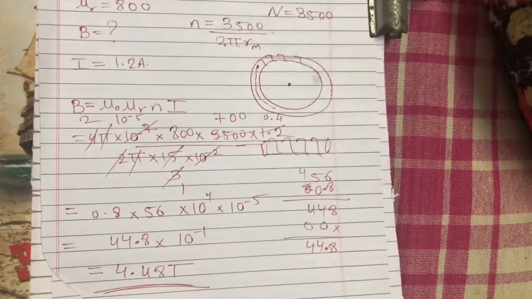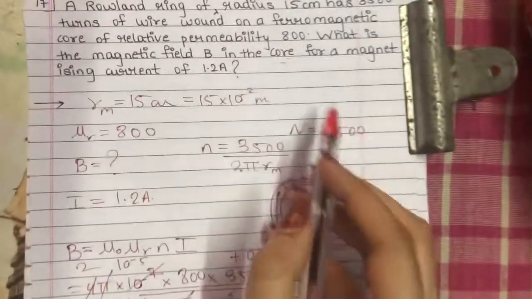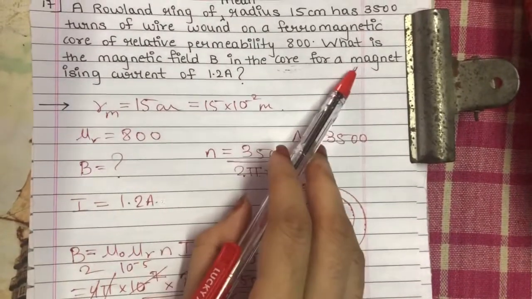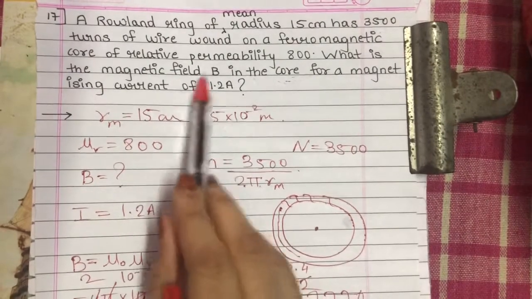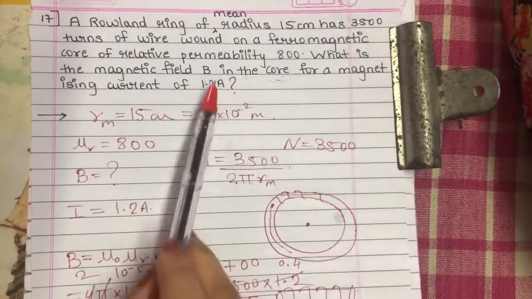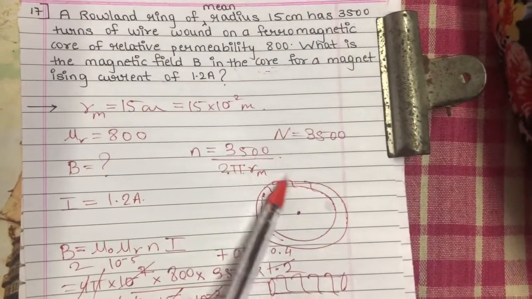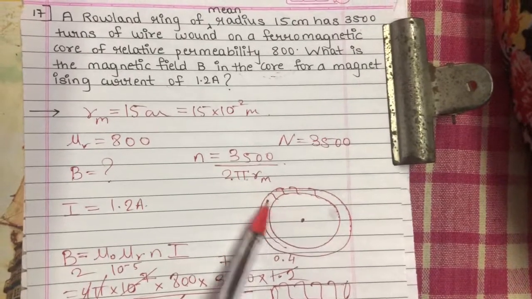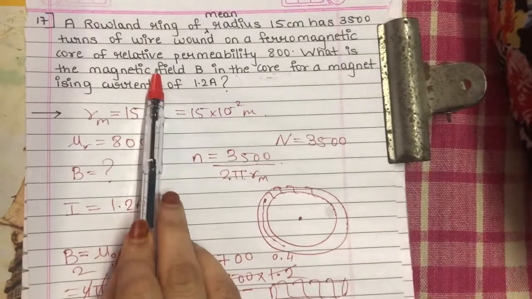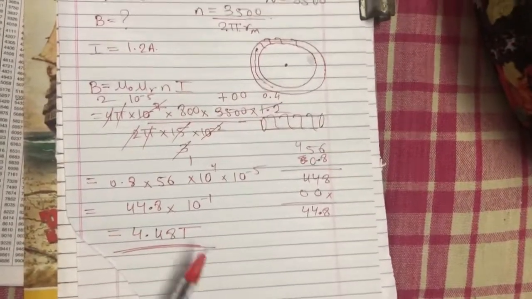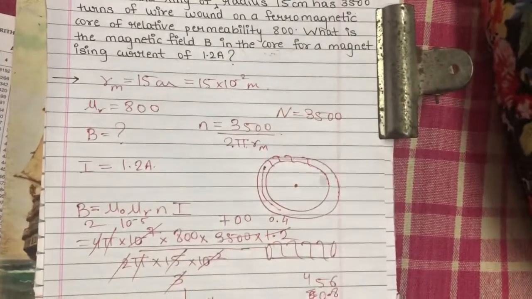This is the magnetic field in the core of the Roland ring, when the magnetizing current is 1.2 ampere. It means if this is the current flowing through the wires which are wound on this ring, then the magnetic field produced will be 4.48 Tesla. Okay.